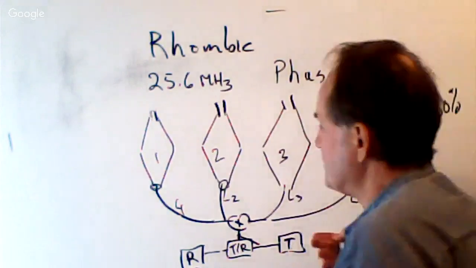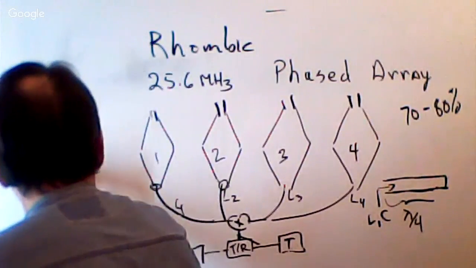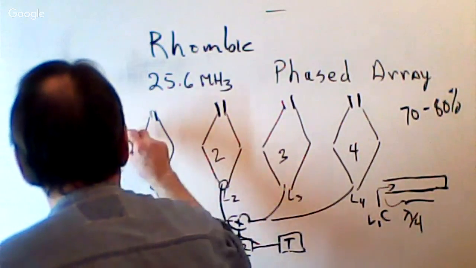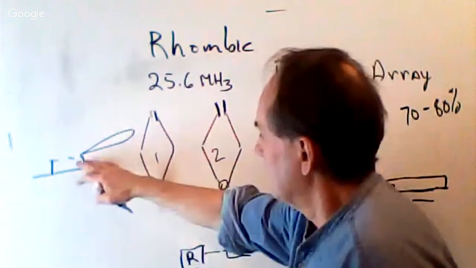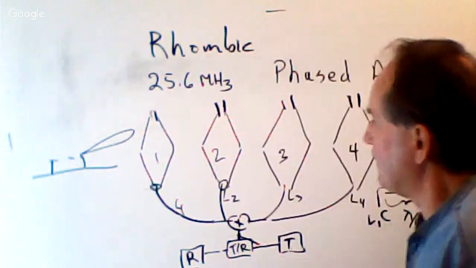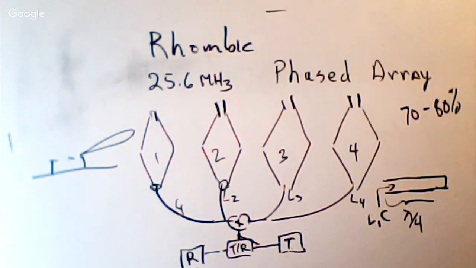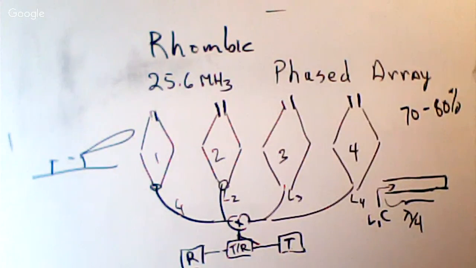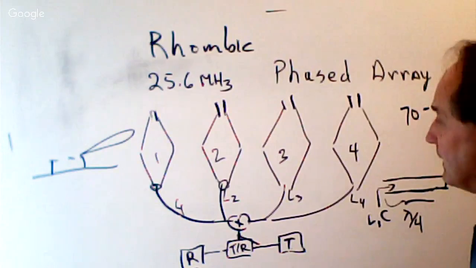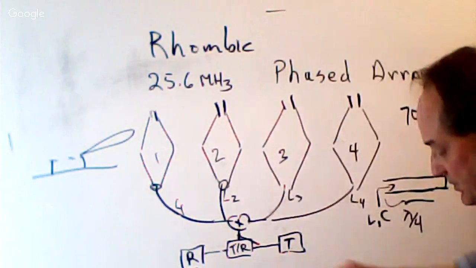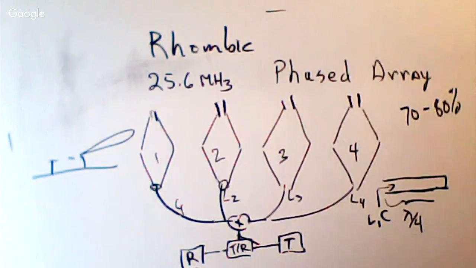Now, the radiation of a rhombic antenna, like I said, it has some angle with respect to the Earth, and this angle can be made really quite shallow and almost parallel to the Earth, or a very small angle above the Earth. And that depends upon the operating frequency and the physical construction of the antennas.